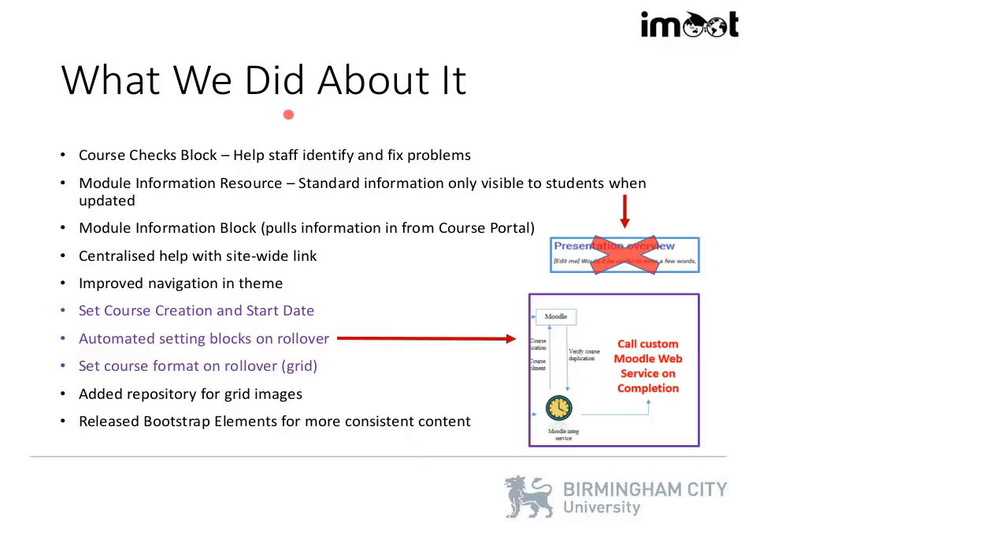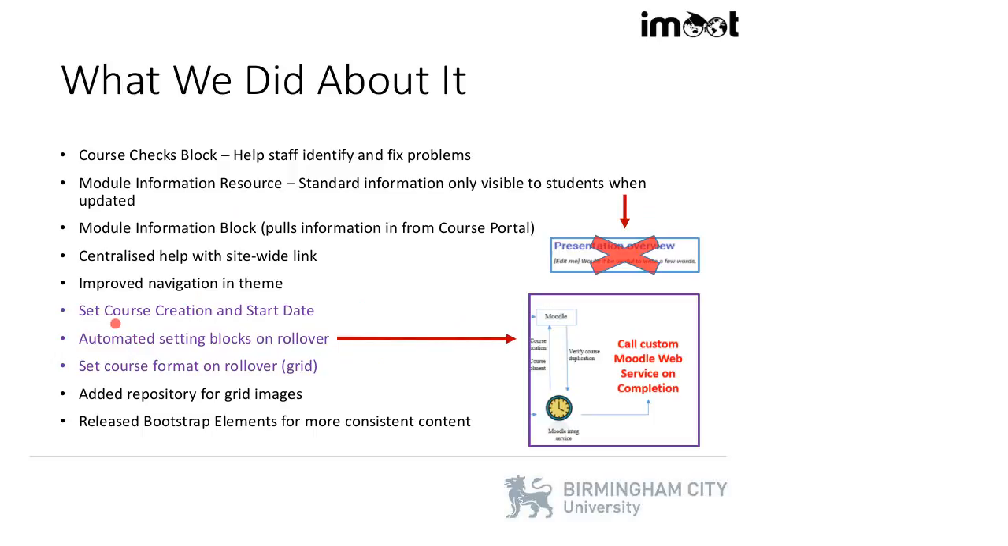So what we did about it, we started to write some plugins and build out the things that this web service did that I mentioned earlier. So we've got a course checks block, which helps staff identify and fix problems. Module information resource, which I'll talk about, which avoids this kind of issue with the standard "please replace me" text. And module information block that pulls things out of the course portal, and centralized help. We've tried to improve the navigation in the theme. So these things in purple here are the things that we addressed through the web service.